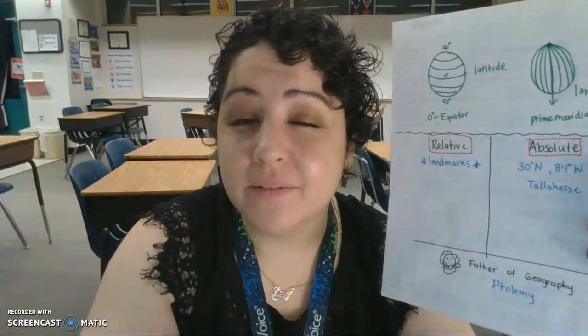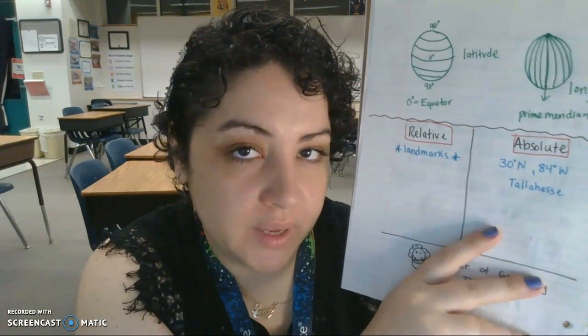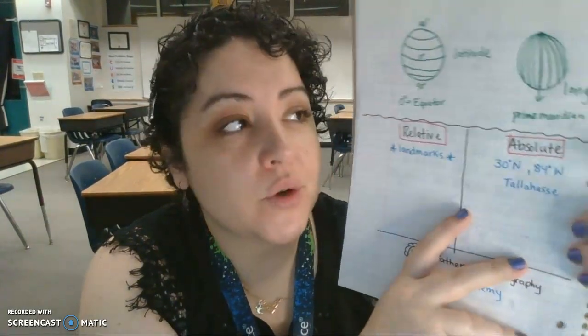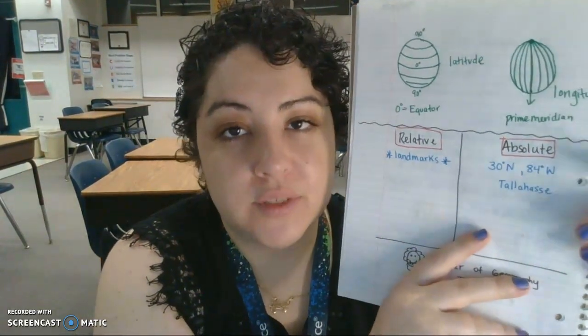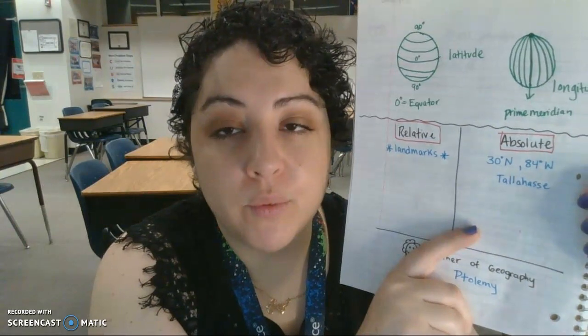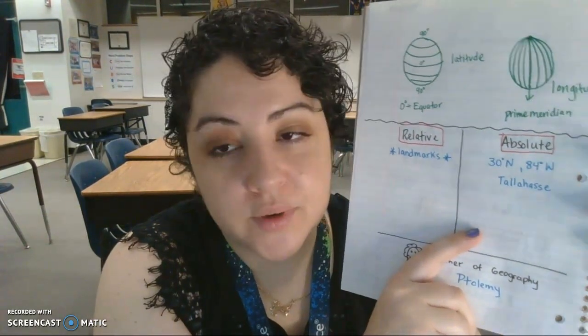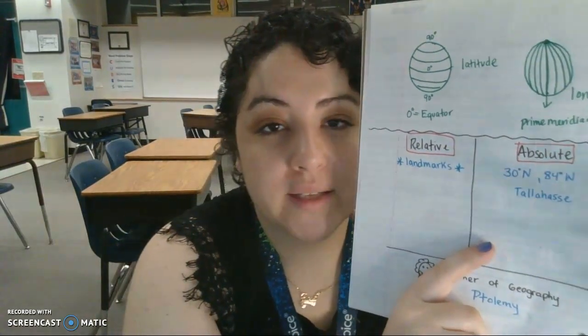These are relative locations, but if I wanted to give you a very precise location, then I would use absolute location. Absolute location is going to use latitude and longitude to give me a GPS coordinate of where this location is. So for example, if I were to give you the location of Tallahassee, I would say it's 30 degrees north and 84 degrees west.